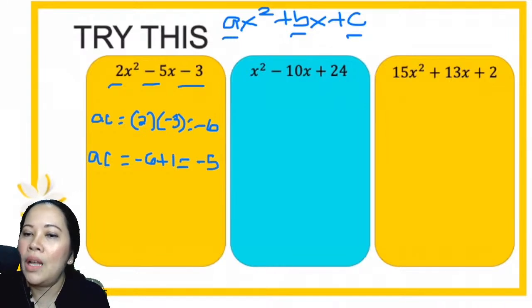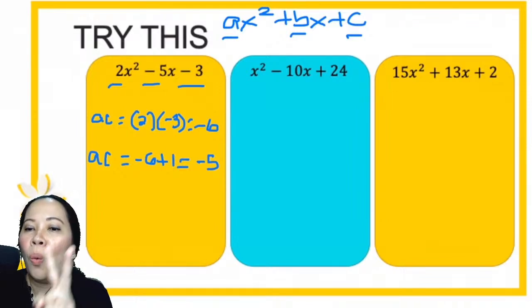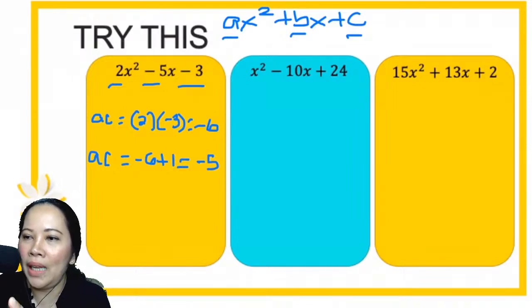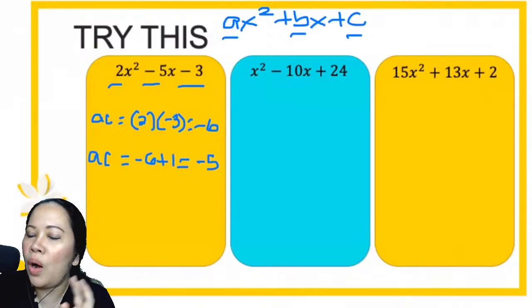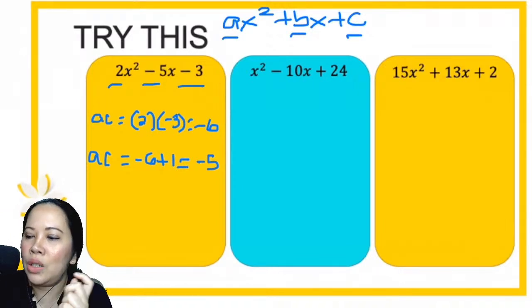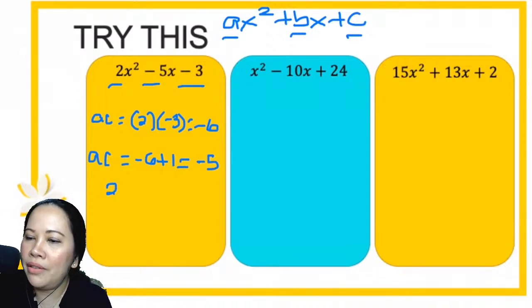Okay, so negative 6 plus 1 is negative 5, which is your middle term. Therefore, the two factors will be negative 6 and 1. Okay, negative 6 and 1. So those are the factors that you will be using, negative 6 and your 1. So how would you do it? So 2 divided by your first factor. What is your factor? The first factor is negative 6, right? So 2 divided by negative 6 is 1 over negative 3.